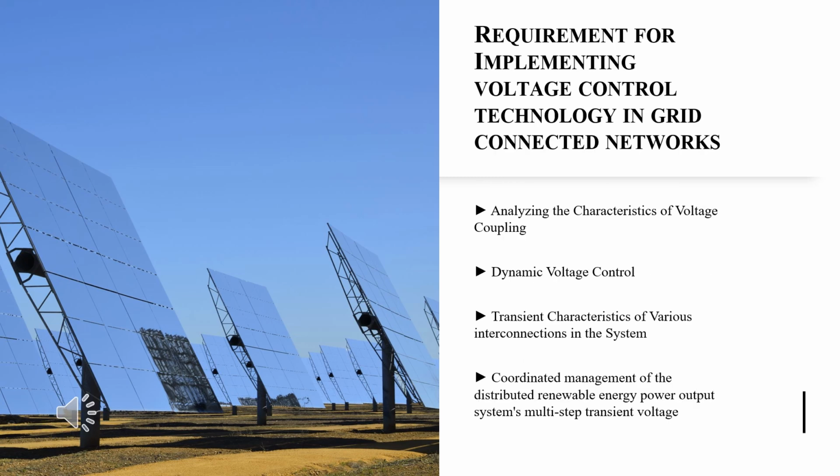There are several requirements for implementing voltage control in grid connected networks. Analyzing the characteristics of voltage coupling, dynamic voltage control, transient characteristics of various interconnection in this system, coordinated management of distributed renewable energy power output systems, multi-step transient voltage are few of them.